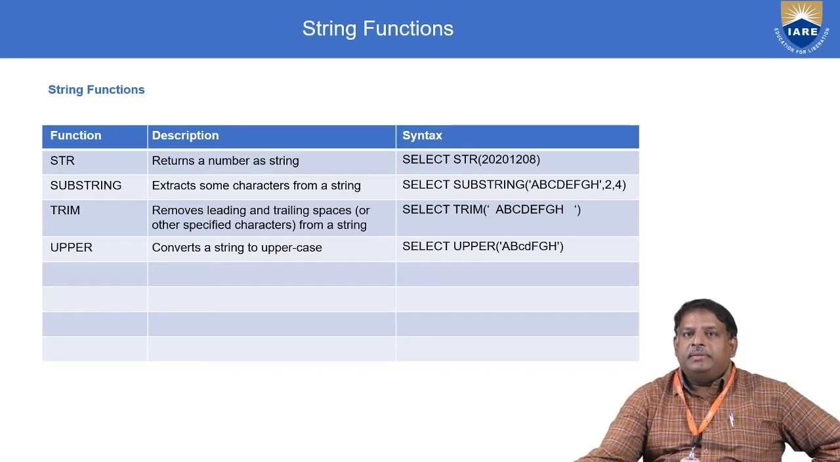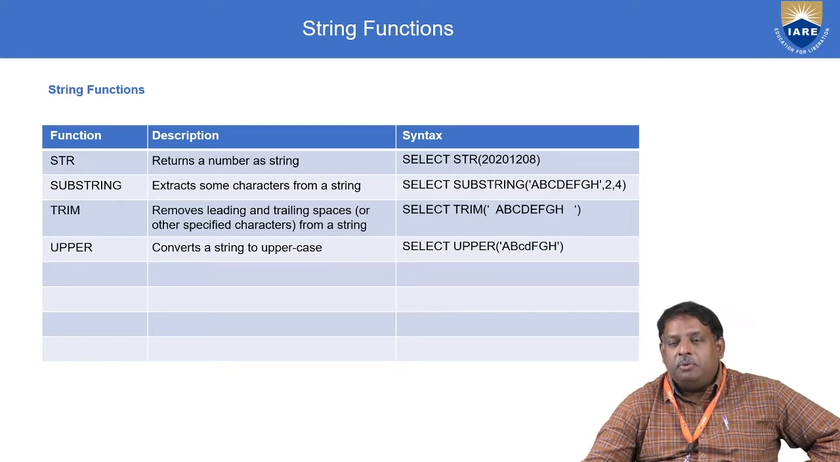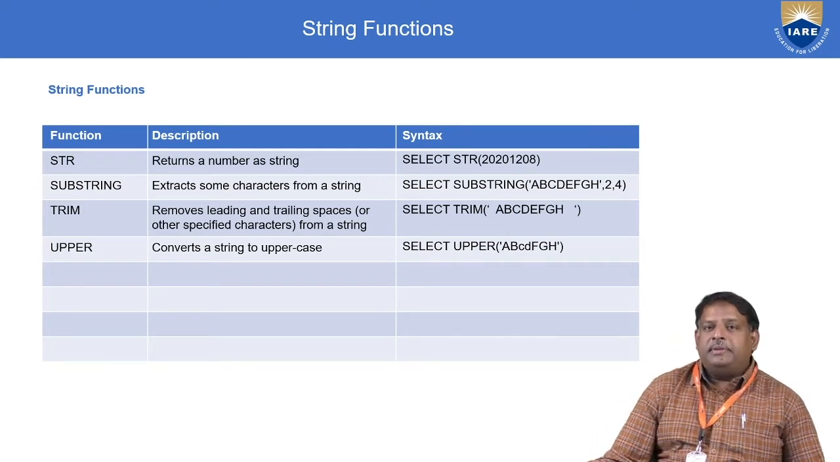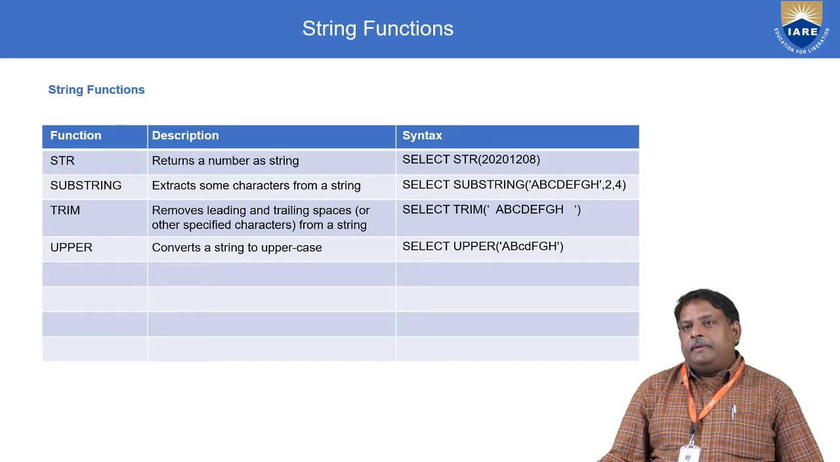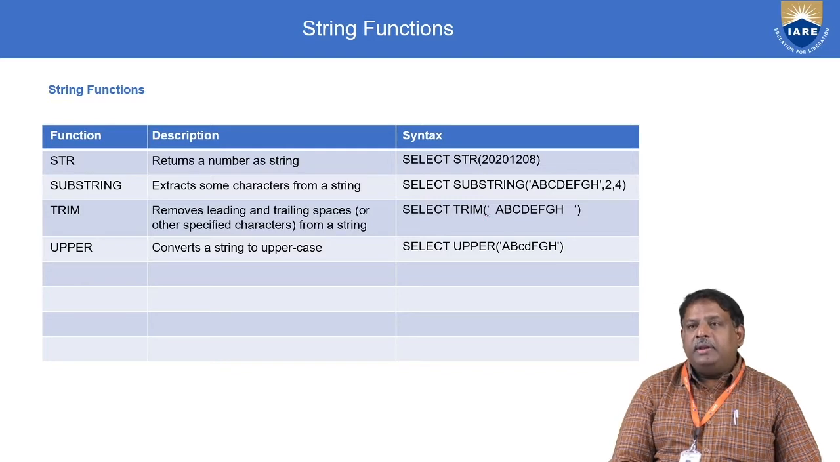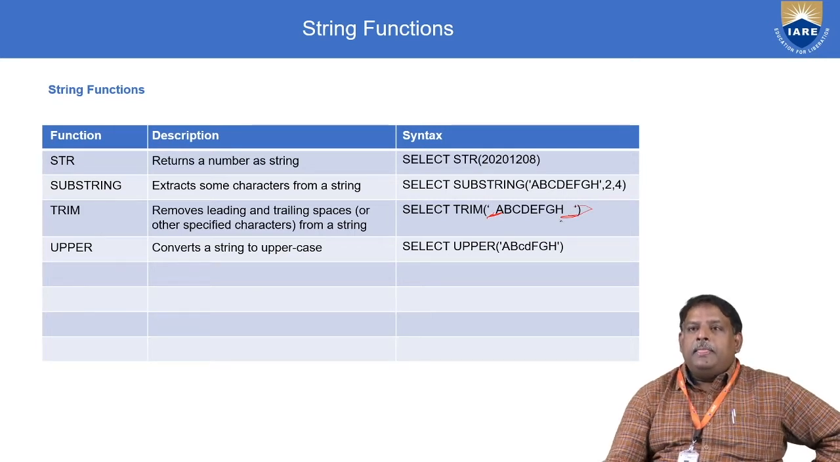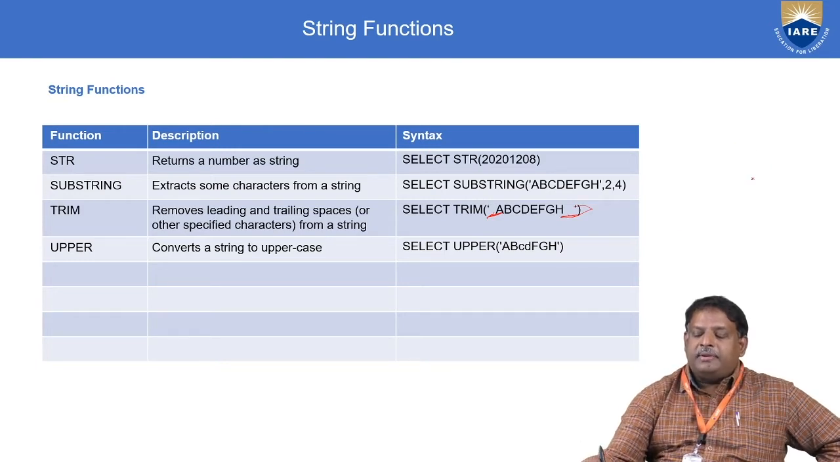Okay, next is TRIM. TRIM removes the leading and trailing spaces from the string. Earlier we saw LTRIM, which removes the leading spaces, and RTRIM, which removes the trailing spaces. If I use the TRIM function, it will remove the unwanted spaces from both the front and the back side. My format has a space before A and after H. When I use TRIM, it gives me A, B, C, D, E, F, G, H without any spaces at the start or at the end.